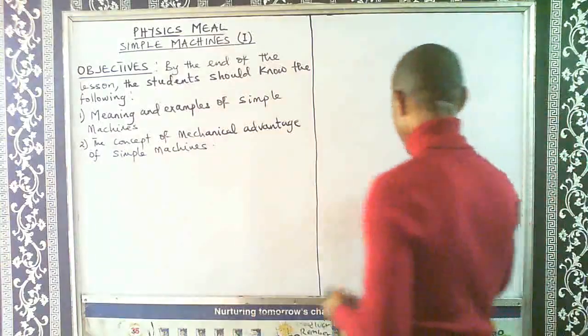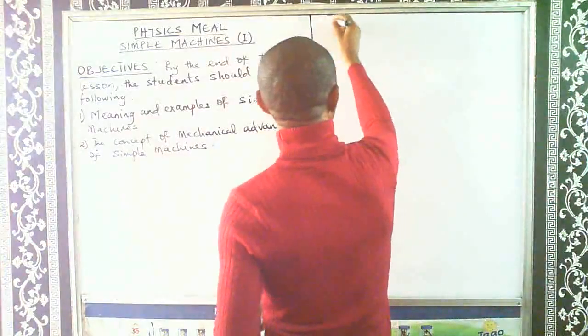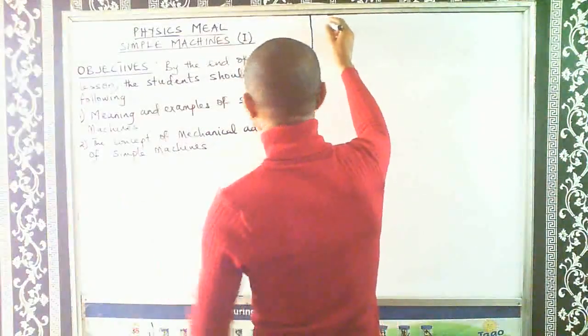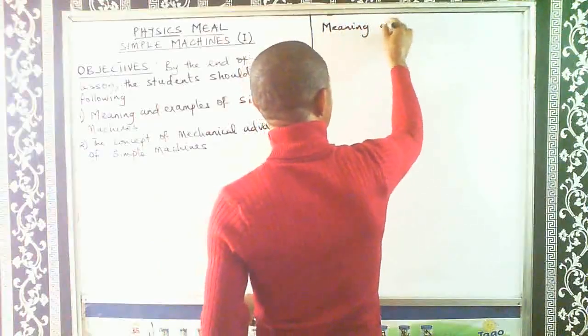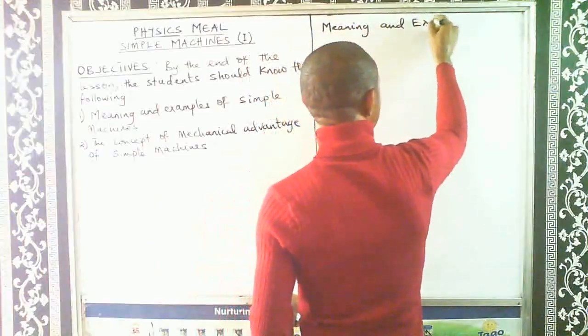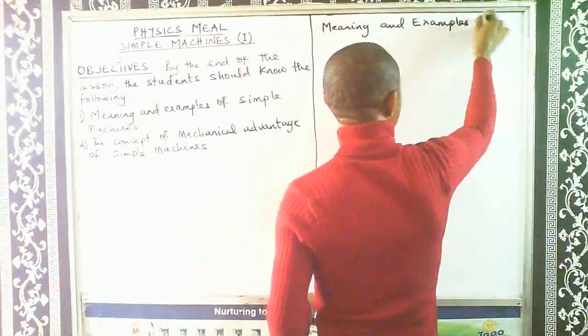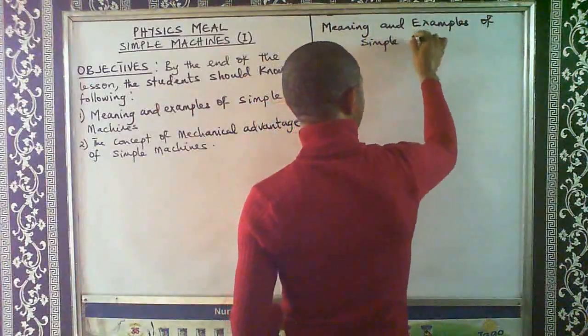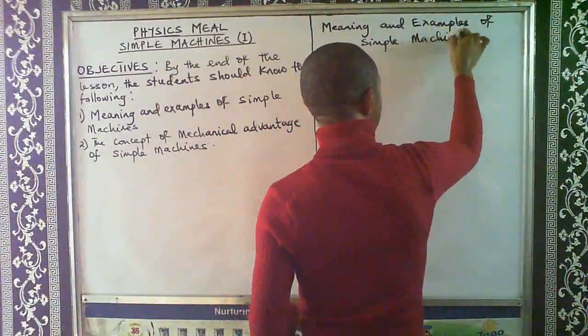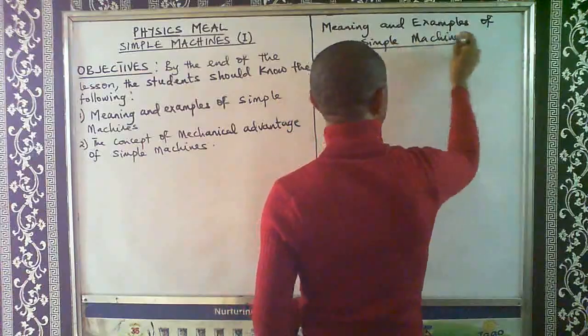All right, let's look at this. We have the first objective, that's what we are going to consider: meaning and examples of simple machines. Meaning and examples.